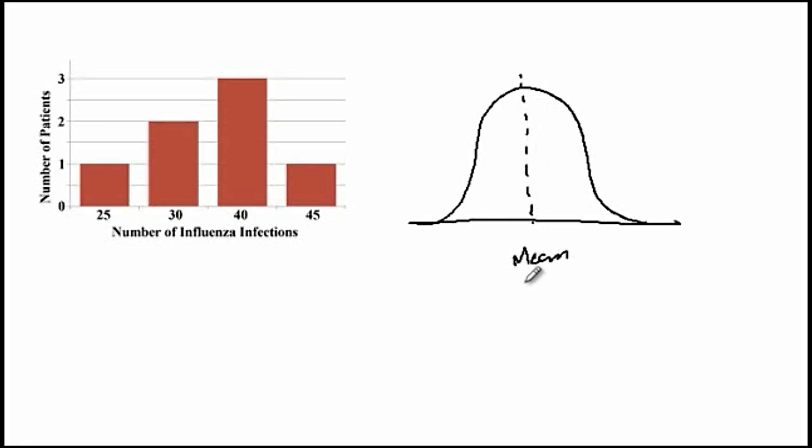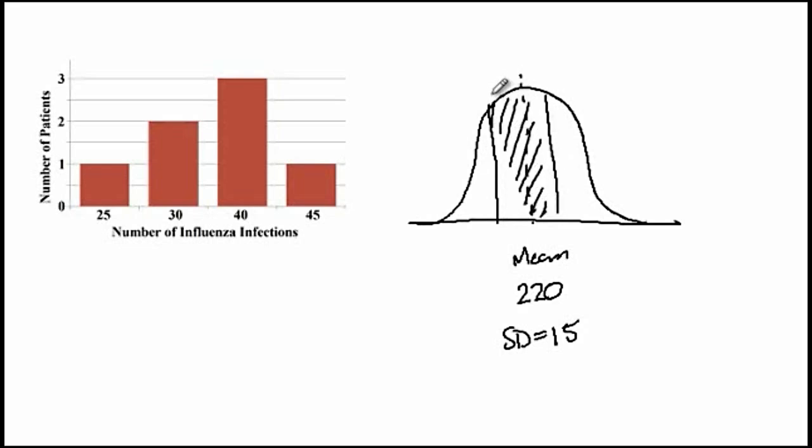Now, just for ease of demonstration, let's say we're talking about USMLE Step 1 score and the mean average is 220. If we go one standard deviation away from the mean, and let's again for argument's sake say that standard deviation is 15, the range of data that falls under the curve would be equal to 68%. In other words, 68% of students will get a score somewhere in between 205 and 235.